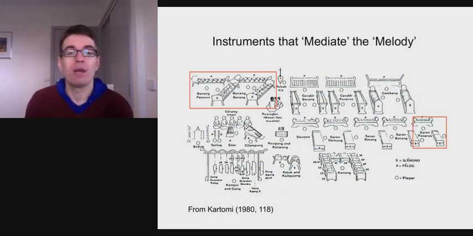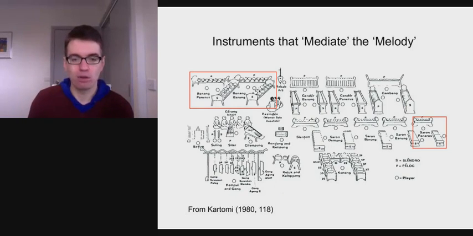Next, I would like to talk about instruments that mediate the melody. And there are three instruments from the Kartomi illustration that I'm going to talk about. This is the saron panerus, which you can see to the far right-hand side of the screen, and then instruments to the top left of the illustration, and these are called bonang instruments.